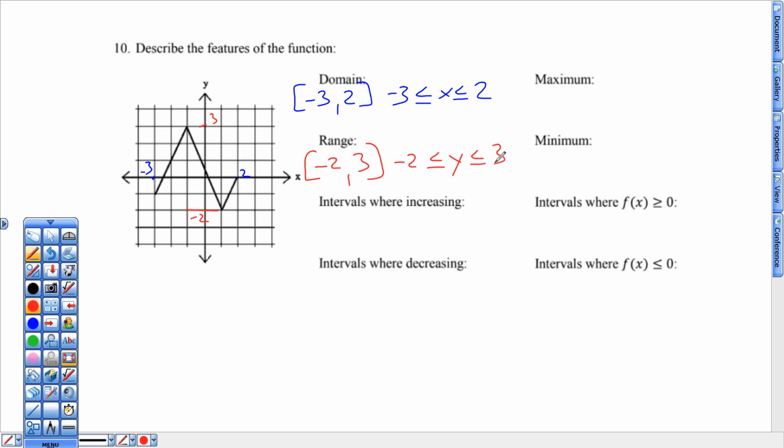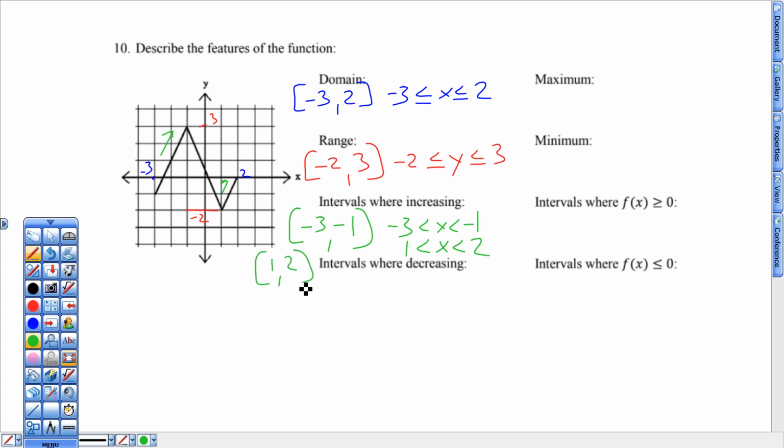All right, intervals where it's going uphill. Looks like right here I've got a stretch from negative 3 to negative 1. And then I can use inequalities, of course. Looks like where it's another set where it's going up, from 1 to 2. I can write that in set notation too.